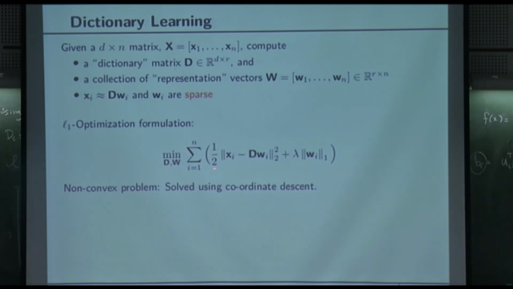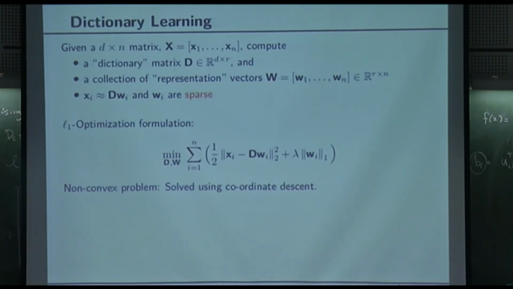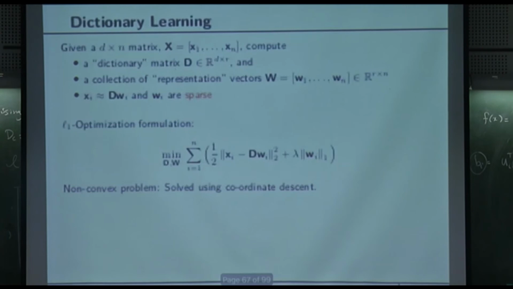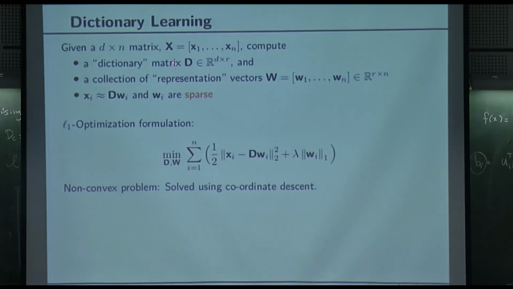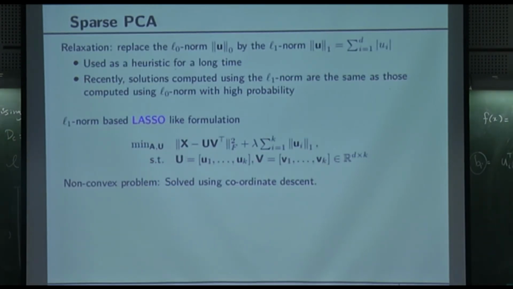So look at this formulation and look at that formulation. What is the difference between these two? Here you're finding U V transpose, you want some of them to be sparse. U has u_1 through u_k, V has v_1 through v_k, which is in R^{d x k}, and you want to be able to find this approximation to happen. Whereas over here you have a dictionary and you're finding representation vectors that do the same thing. One is called dictionary learning, the other one is called sparse PCA. Are they two names for the same thing, or are these potentially something different?